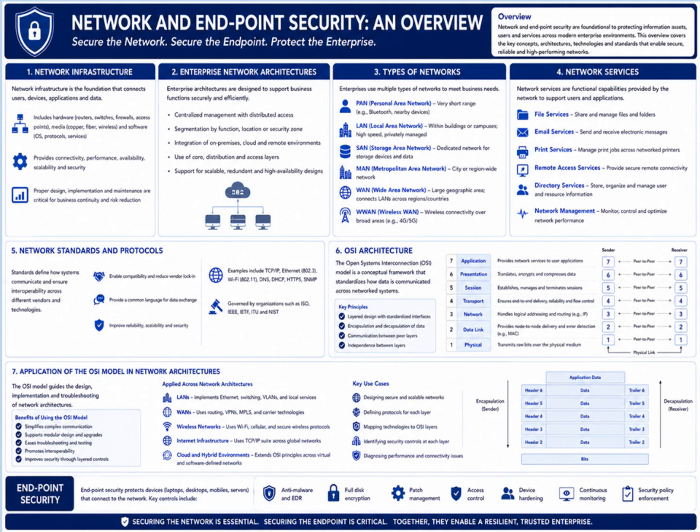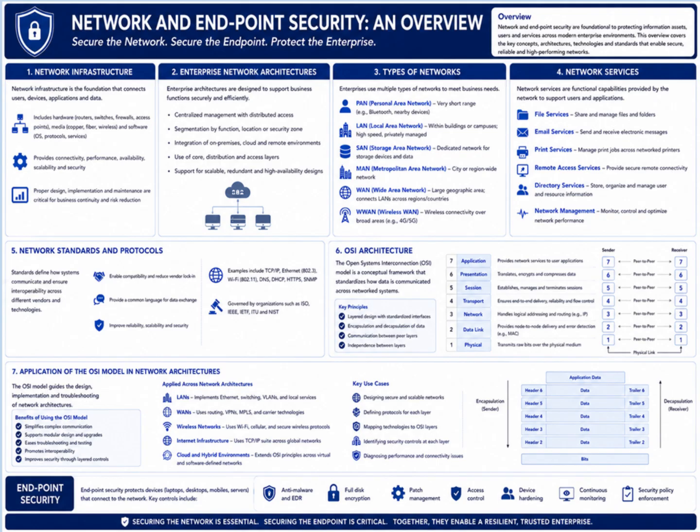The slide also introduces several common network types. A personal area network connects devices over short distances, while local area networks support offices and campuses. Storage area networks connect storage systems, metropolitan area networks connect larger citywide locations, and wide area networks connect organizations across countries and regions. Wireless wide area networks provide mobile connectivity using technologies such as 4th generation and 5th generation communications. Network services are another key area.